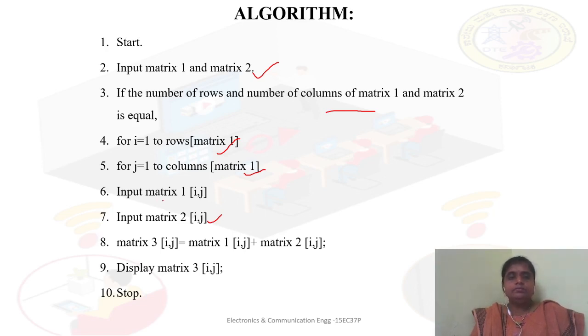So here we are going for a loop inside the loop, one for rows and the other for columns, and we are going to get the elements of matrix 1. In the same way for matrix 2, and the resultant matrix also uses the same loop. Later, to display this resultant matrix, again we use the nested loop.